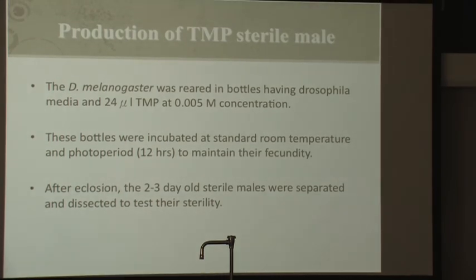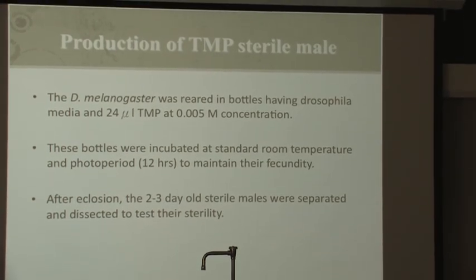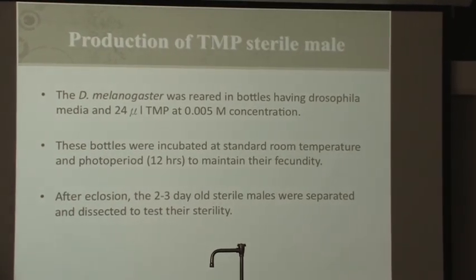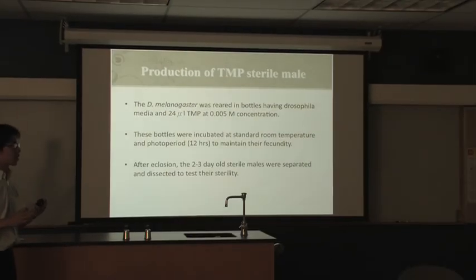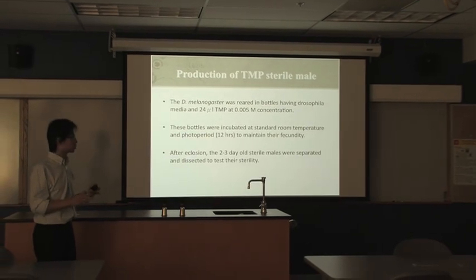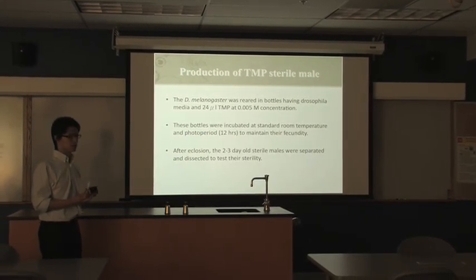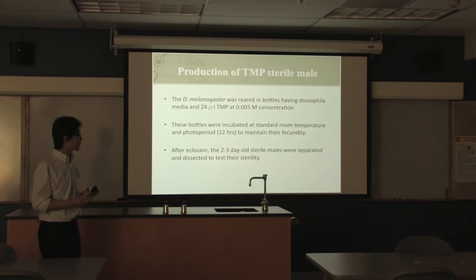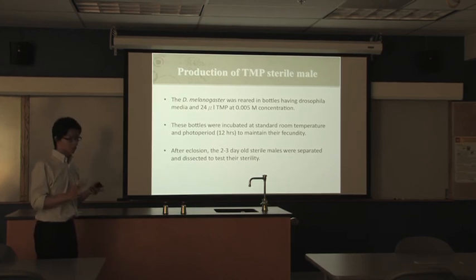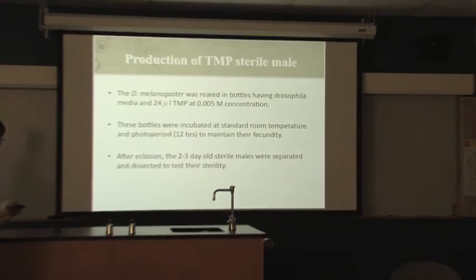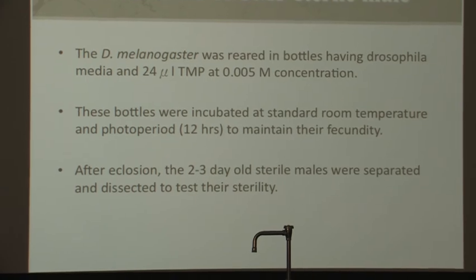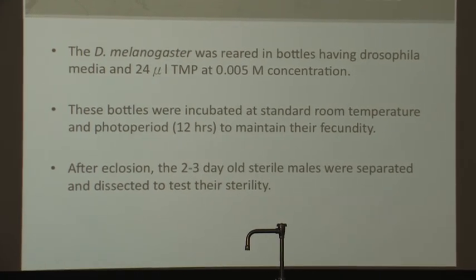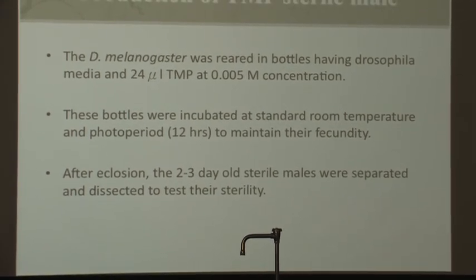Next, I want to talk about how to produce the TMB sterile male. The Drosophila melanogaster will be reared in a bottle that has Drosophila media and 24 microliters of TMB at 0.005 millimolar concentration. This bottle will be incubated at standard room temperature, and after eclosion, the 2 to 3 day old sterile males will be tested for sterility.